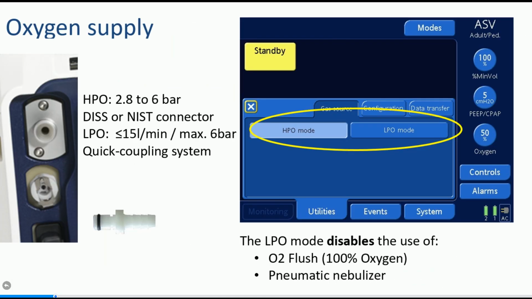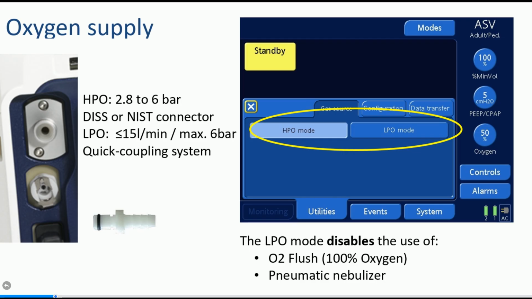A high-pressure oxygen supply, or HPO, must have a pressure of between 2.8 and 6 bars. For the HPO inlet, a connector such as DIS or NIST connector can be used. Low-pressure oxygen, or LPO, must be equal to or less than 15 litres per minute with a maximum of 6 bars. A quick coupling system is used to connect the LPO.